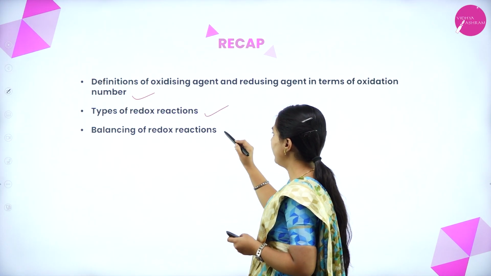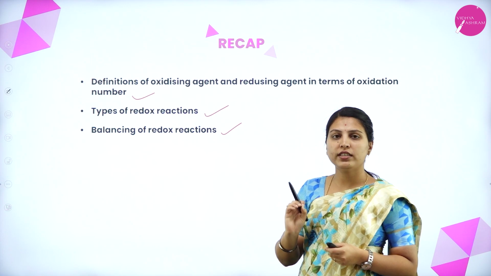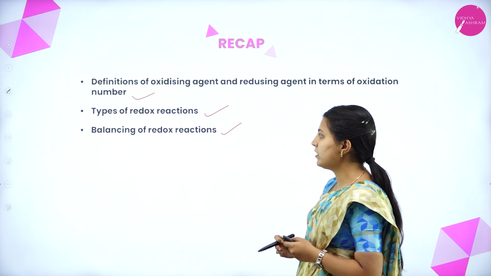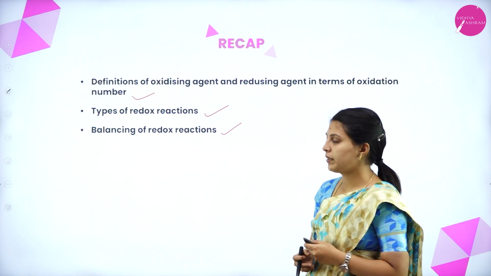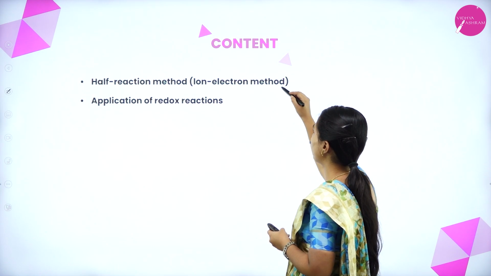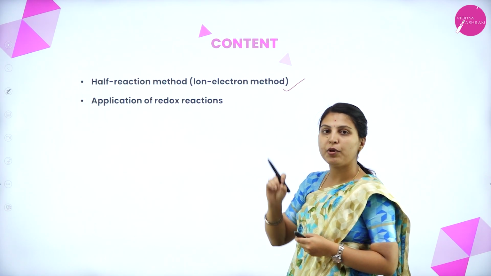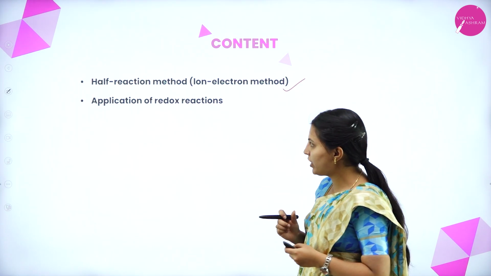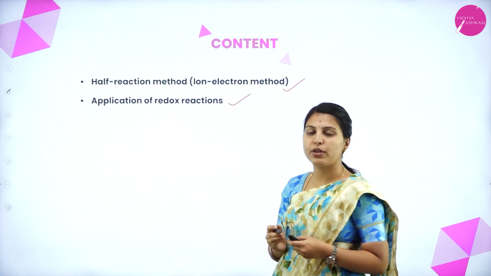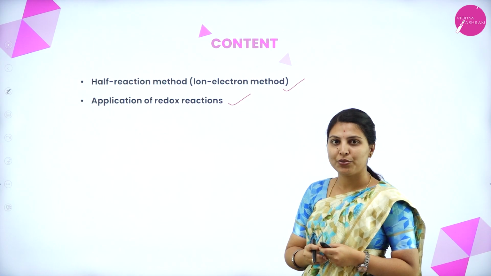Next, balancing of redox reactions. In that, the oxidation number method we have already discussed. In today's session, we will discuss the half reaction method or ion electron method, which is a type of balancing redox reaction, and also applications of redox reactions. These two topics we will discuss in today's session.